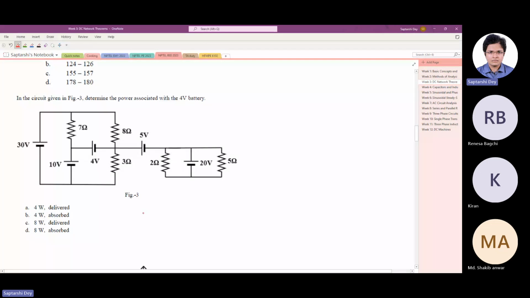In the circuit given in figure 3, determine the power associated with the 4-volt battery. Where is the 4-volt battery? Here, this one. How much power is associated with it? How much it is delivering or absorbing? We have to find out. Now, we solved such a circuit in the last class: this branch will carry no current, because if some current goes, there is no path to return.